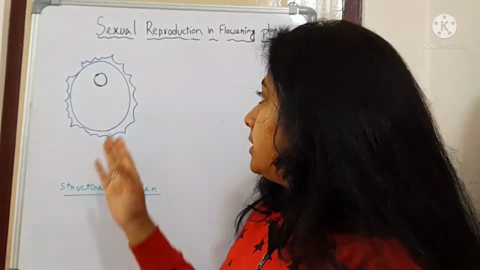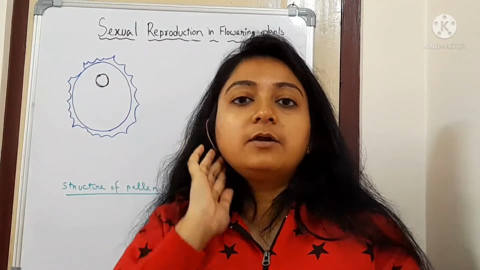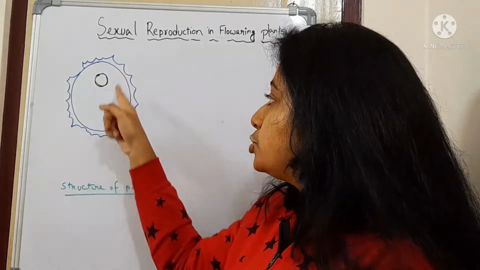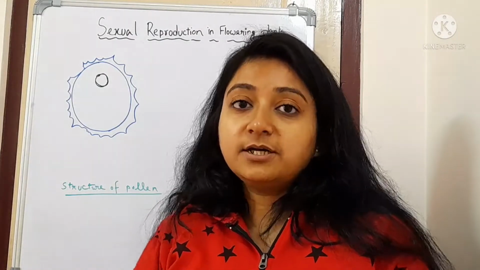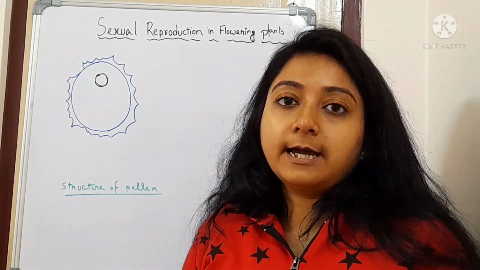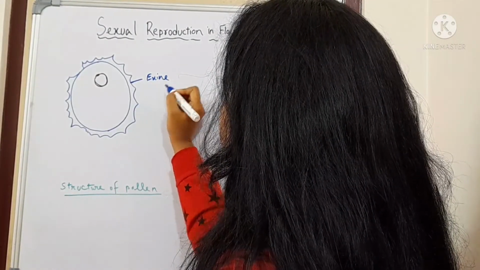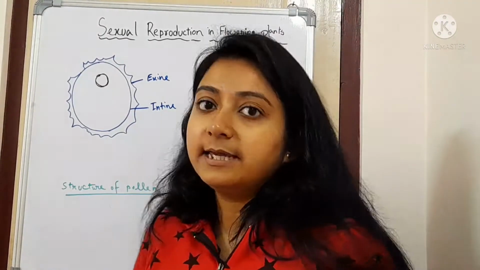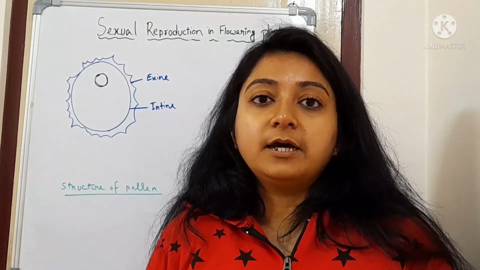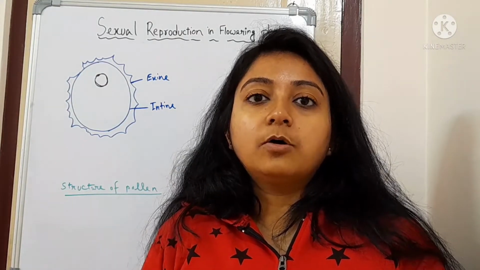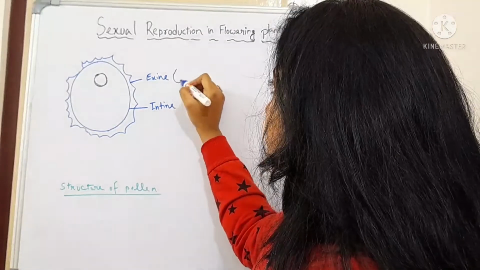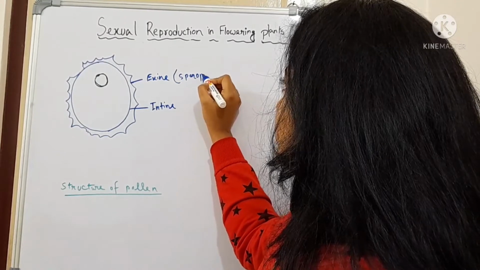Now if we see the structure of the pollen grain, we can find that two membranes, or double membranes, are there. Of these two membranes, the outside membrane is considered the exine and the inside layer is considered the intine. So let me write down the names first. The outside layer is the exine and the inside layer is the intine. The exine is made up of one particular chemical substance called sporopollenin. Okay, sporopollenin.